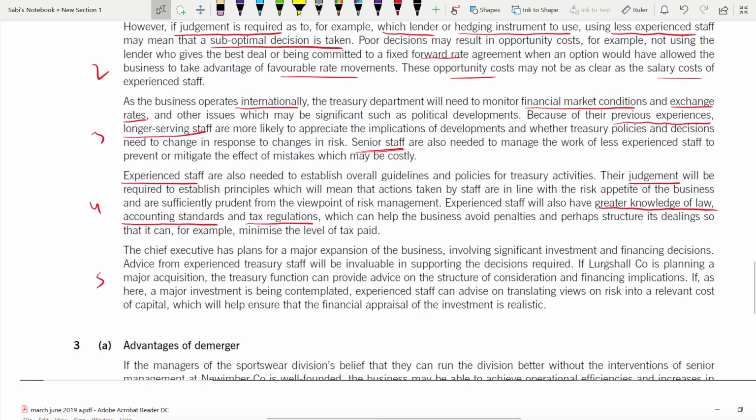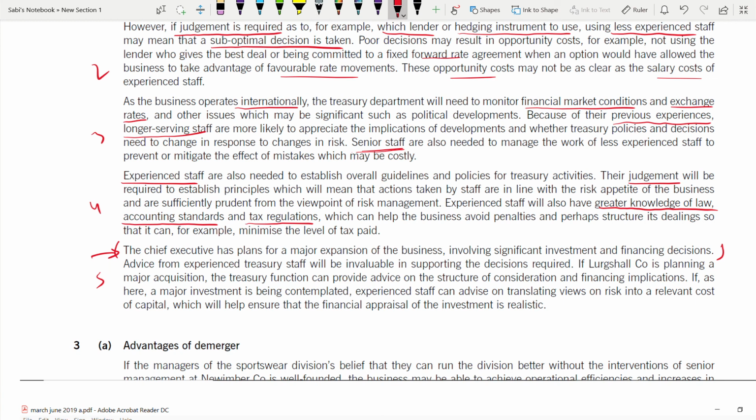Coming to the last point, the chief executive has planned for a major expansion of the business. In the first line, it is given that they have a plan for major expansion of the business involving significant investment and financing decisions. Yes, they need significant investment and financing decisions. Advice from experienced treasury staff. So they are linking everything with this line: how they need experienced staff, how they need senior staff, and why junior and inexperienced staff will not be helpful in this condition. Basically, that is all they are saying.